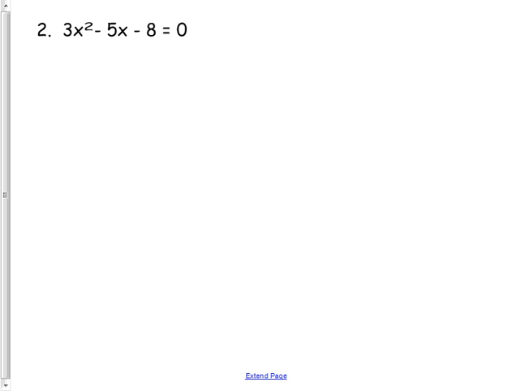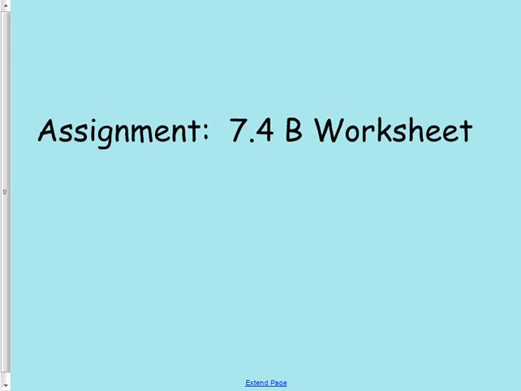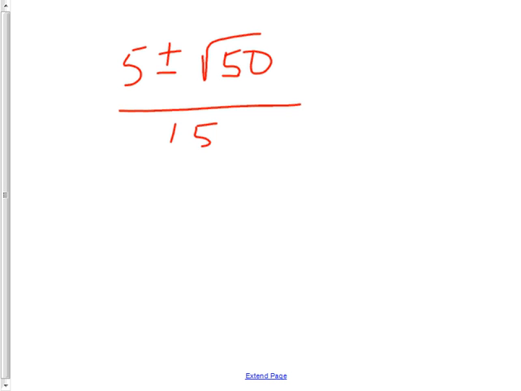Let's talk more about that simplified radical form for a second. Let's say you ended up with one like this. 5 plus or minus the square root of 50 all over 15. Would you please write that one down? And the first thing I want you to do is simplify the square root of 50. Right now.